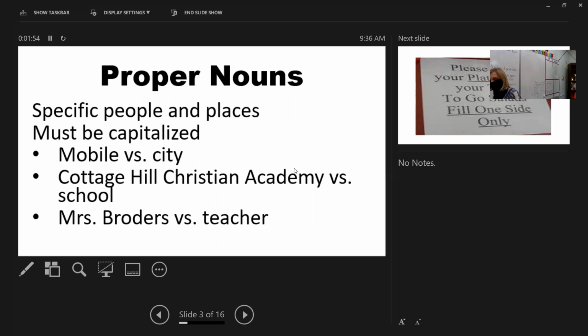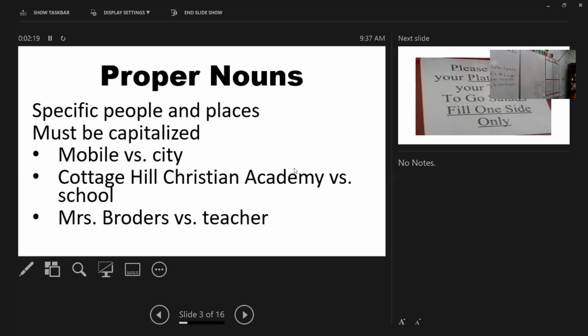Okay, proper nouns. What are proper nouns? They are specific people and places. And what does that mean? And they should be capitalized, okay? Mobile versus city, right? Mobile is a specific place. It's a specific city. The word city could be any city in the United States. Cottage Hill Christian Academy. It's a specific school, so it's got to be capitalized, versus just a regular school or any old school. It's not specific, so it doesn't have to be capitalized.